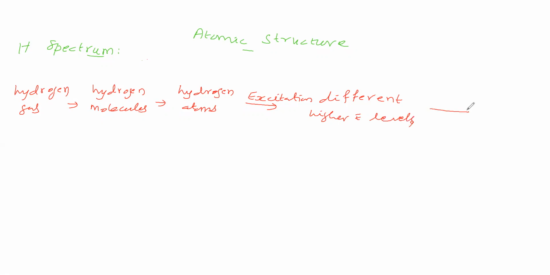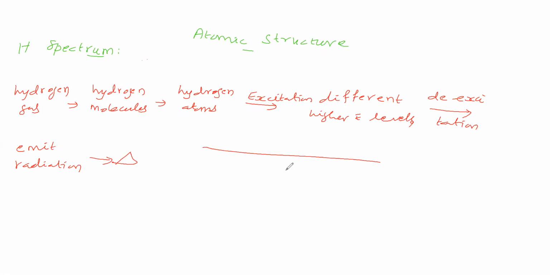They are going for de-excitation. During de-excitation, they emit radiation. Emitted radiation is passed into a prism. Then a spectrum is taken. Now we took a spectrum. In the spectrum, spectral lines are present. Like this, spectral lines are present.